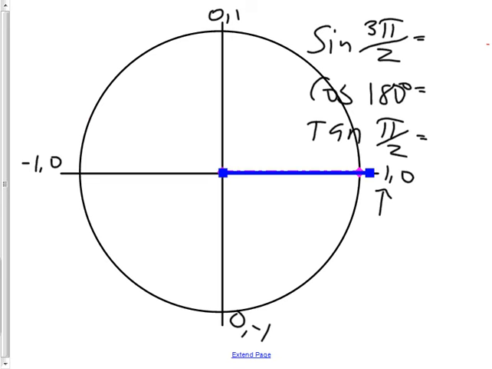If you're stuck on where 3 pi over 2 is, it's right there.